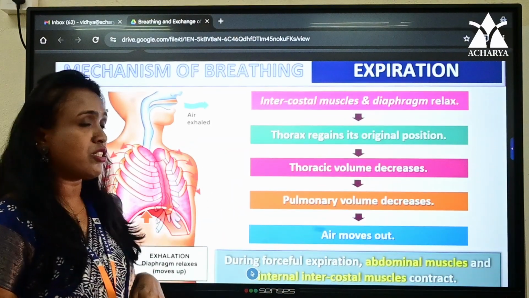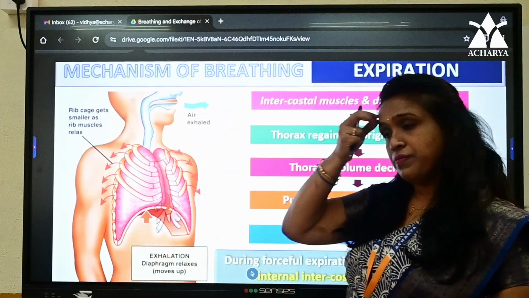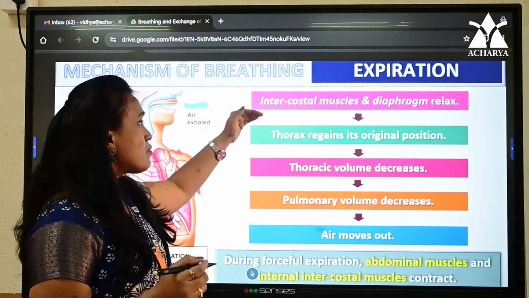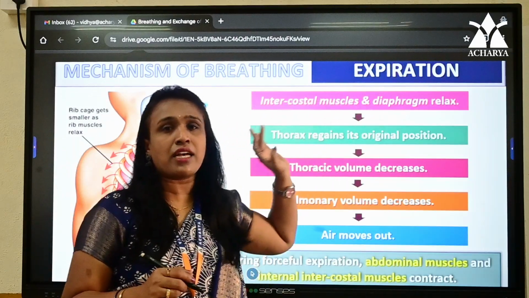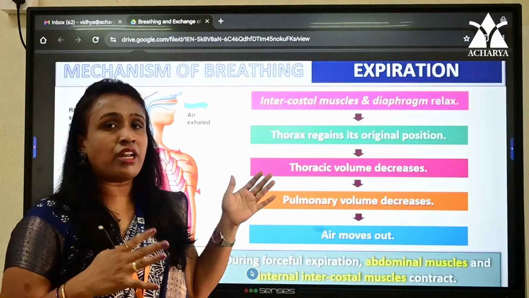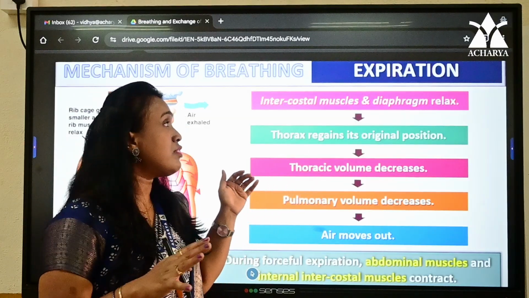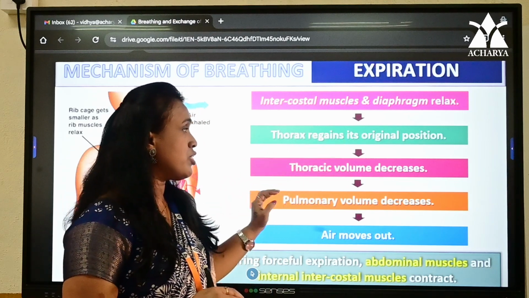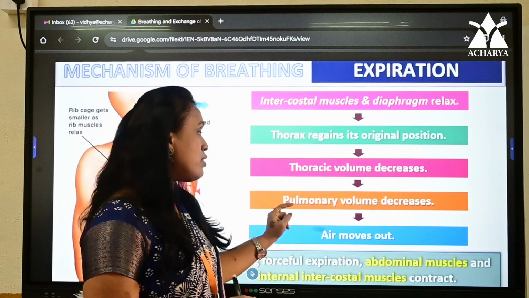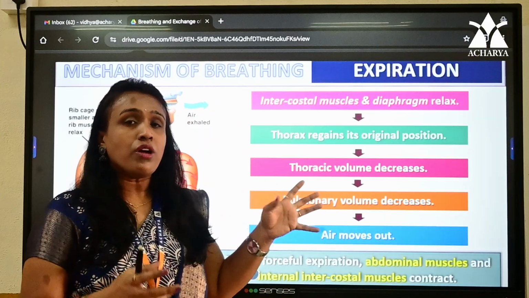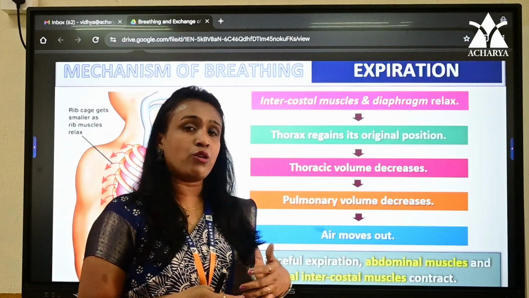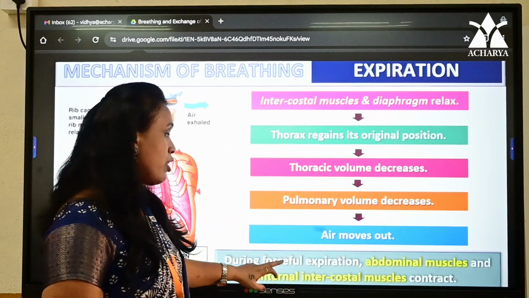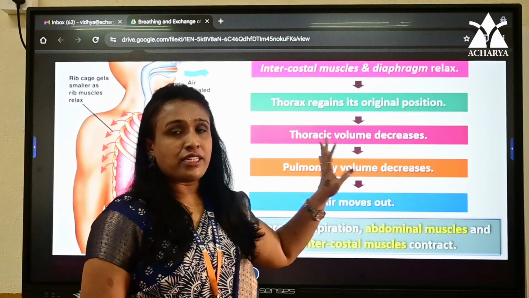Coming to expiration, the next process in breathing, also called exhalation. Here the intercostal muscles and diaphragm are relaxing. There are no additional changes here. There is no contraction of any muscle. That's why we call it a passive process. The thoracic cavity again regains its original position. Hence thoracic volume decreases, pulmonary volume decreases, and now the lungs have a higher pressure compared to our atmosphere. Air from the lungs will move out into the atmosphere. So that is called exhalation or expiration.